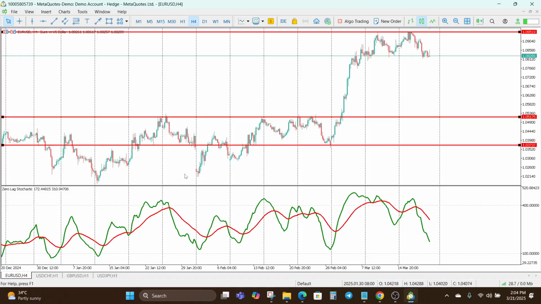So the zero lag stochastic indicator is actually a nice tool for traders who need faster, more accurate overbought and oversold signals. It eliminates lag, at least to an extent, making it a powerful asset for scalping, day trading and swing trading.